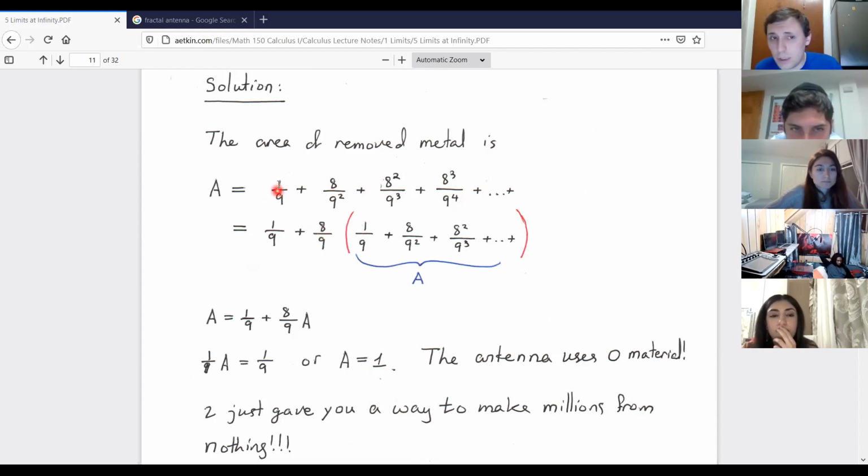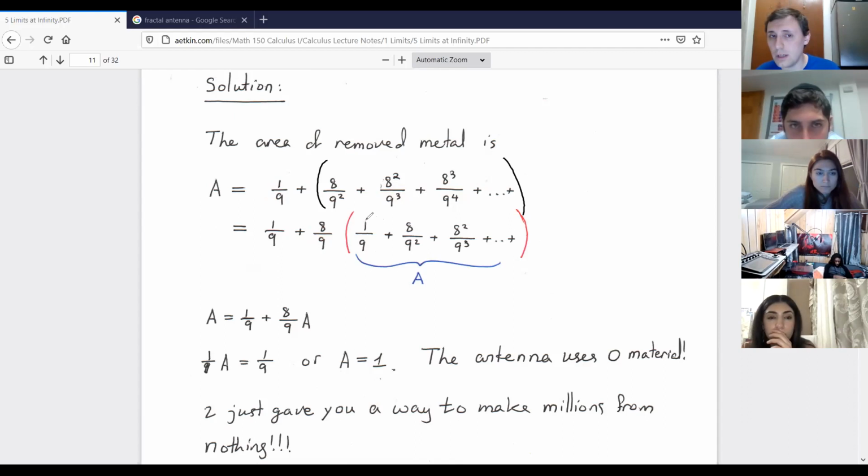So you see what I do, guys. Look at it. You see that I will place parentheses here. And then I see that what I have in the parentheses looks like the original sum. Exactly the same, except for the fact that it starts later. So I need to factor out 8 over 9 to make it start at 1 over 9. So that's what I do here.